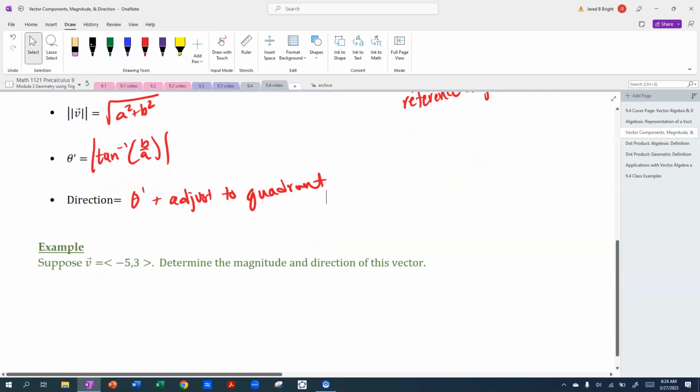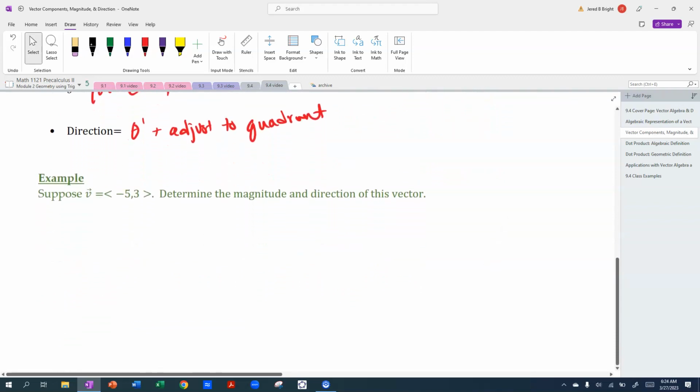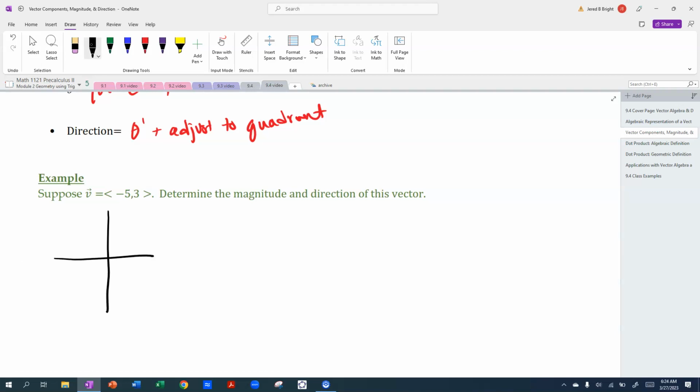Okay, so suppose v is this, determine the magnitude and direction of this vector. Now before we begin just going right into the equations, I'm going to say, okay, let's make a little sketch. So I'm going to say this is -5 and this is +3. And so I get a vector right there with where its terminal point is there, and I'm assuming in this case that the initial point is at the origin. You can always make that assumption. That's a fair assumption. So we have something like this.